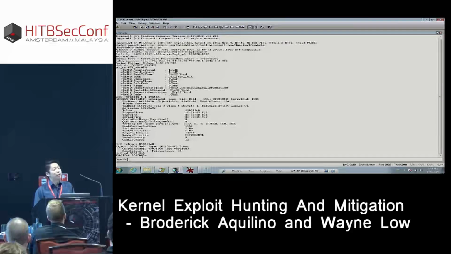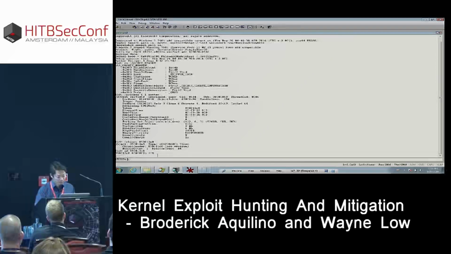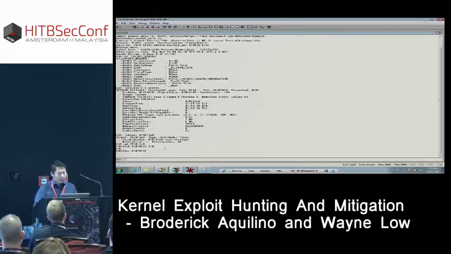That way, we ensure that the access token is not freed even after our process exits. So for example, let's set it to 300 hex. So now we can replace the access token of calculator with the access token of the system process.